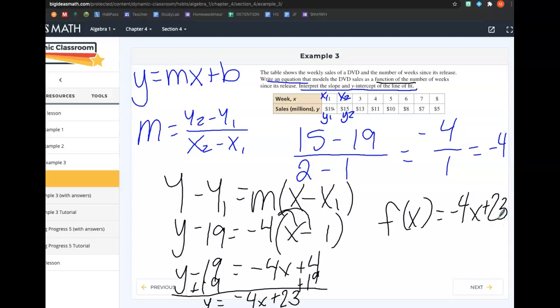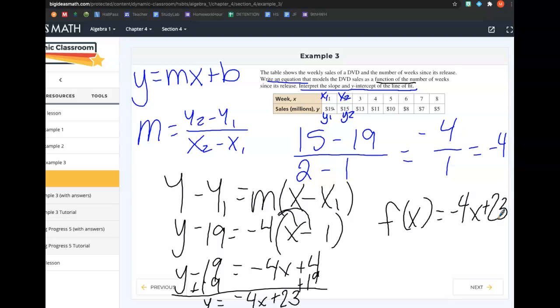I still don't see how it has a constant rate of change though, because x would be 0. Like you could have added 4 to 19 because that's the slope. Oh, the slope is negative 4 though. Yes. So we had to find the slope because it goes down, right?